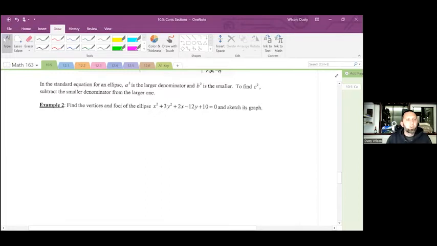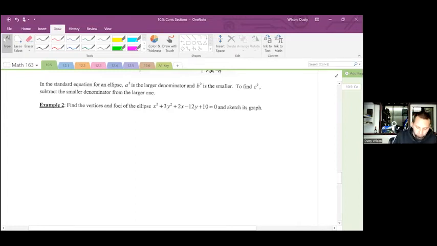In the standard equation for an ellipse, a squared is the larger denominator and b squared is the smaller. To find c squared, subtract the smaller denominator from the larger one. So if we want to find the vertices and foci of the ellipse x squared plus 3y squared plus 2x minus 12y plus 10 equals 0, and then sketch the graph.